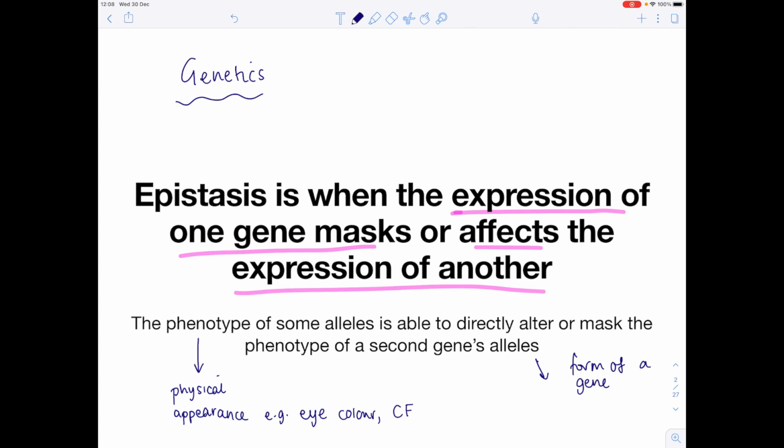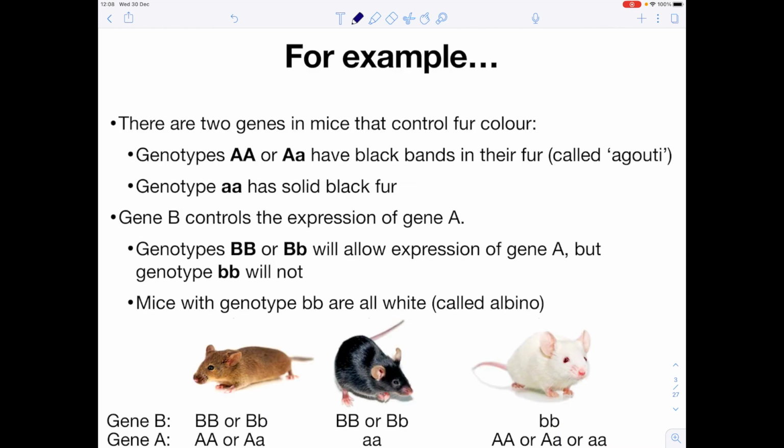So if you're looking at eye colour, for example, this would be the allele for brown eyes, this would be the allele for blue eyes. We're going to jump straight in by looking at an example.